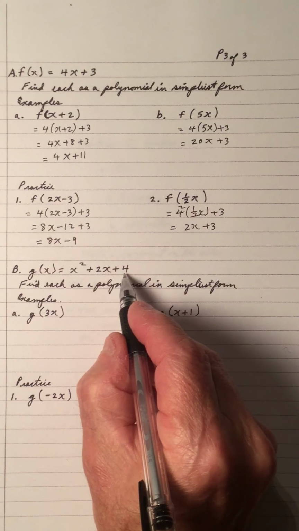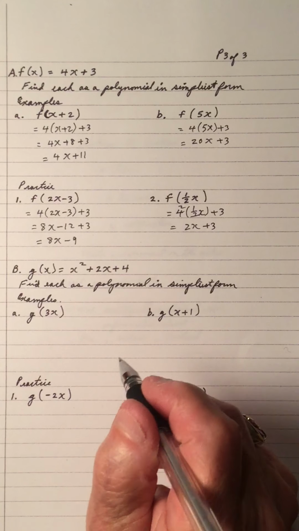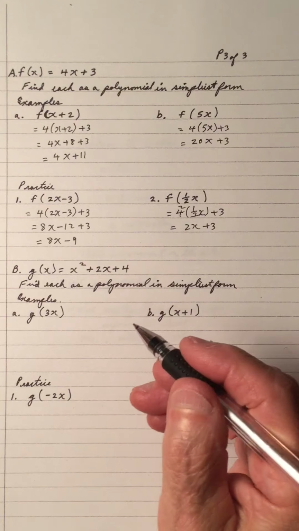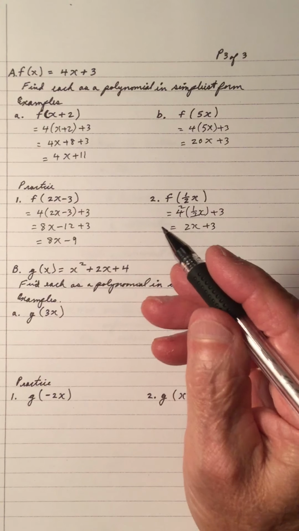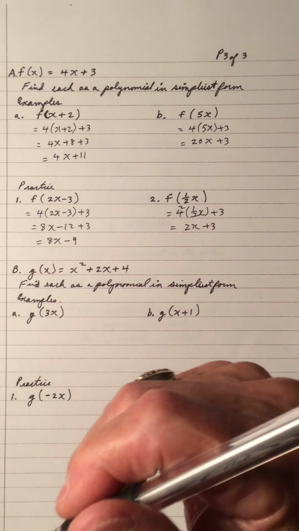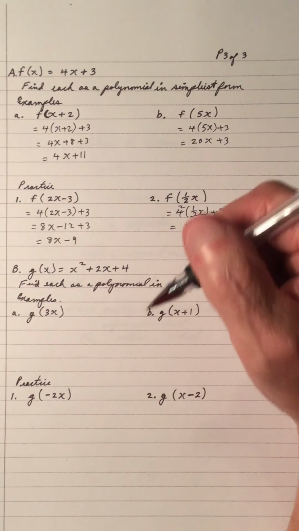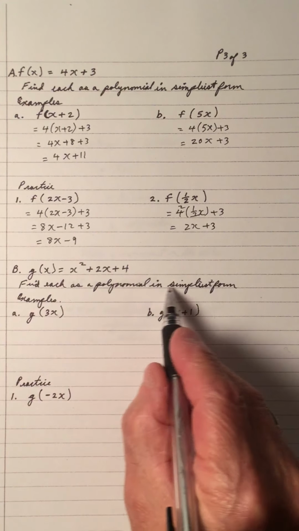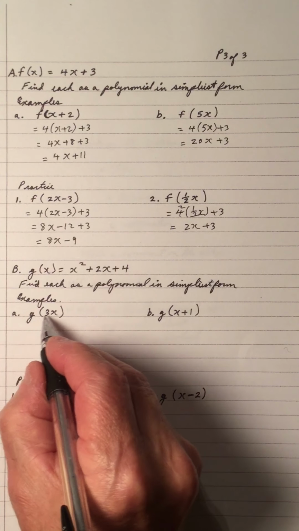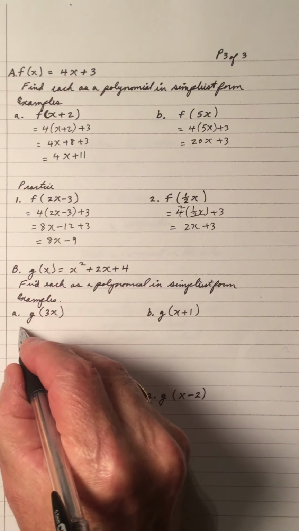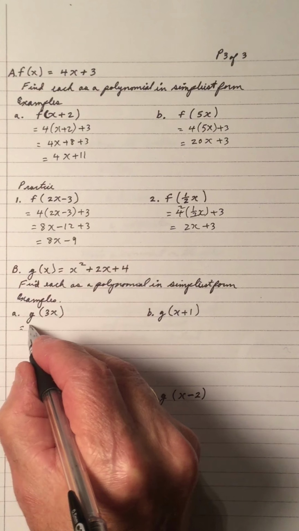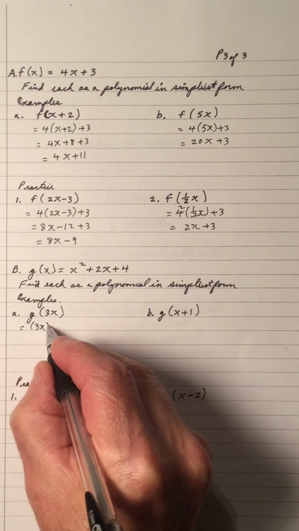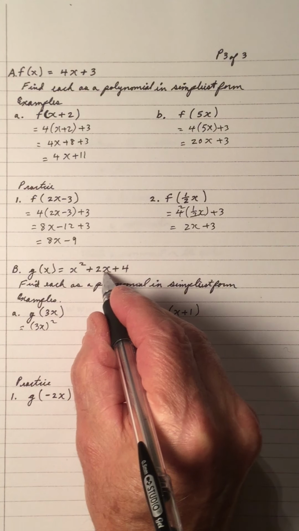plus 2x plus 4. Notice when you're using function notations, you got a p of x, the g of x, the v of x, the h of x, all sorts, but you can tell which one you're talking about because it's a function notation. And it says find each as a polynomial in simplest form. So the g of 3x, so we're going to put a 3x in the place of x.